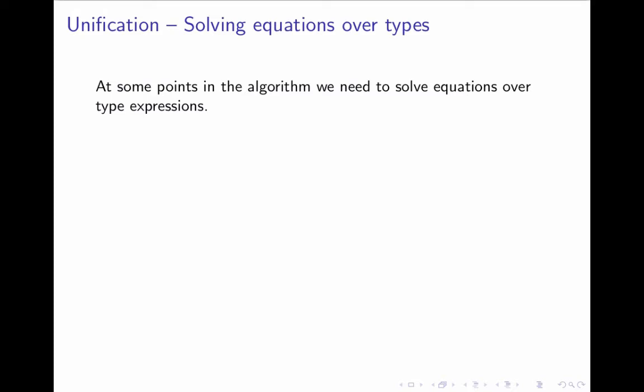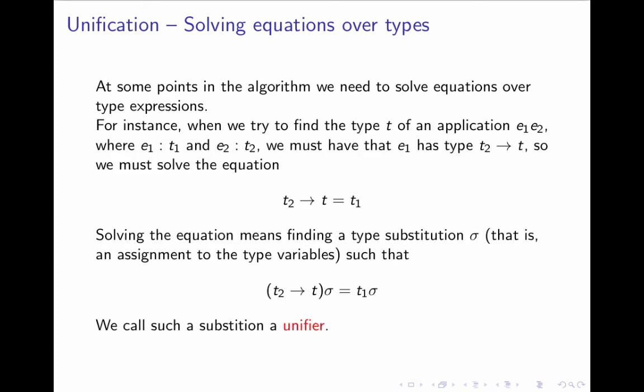Sometimes in this algorithm we're also going to solve equations over type expressions. For instance, when we try to find the type of an application E1 E2, where E1 has some type T1 and E2 has some type T2, then we must have that E1 has a function type T2 to T. And we want T1, which is the argument type, to be T2 to T. So we're trying to find a T, T2 and T1 so that this equation holds.